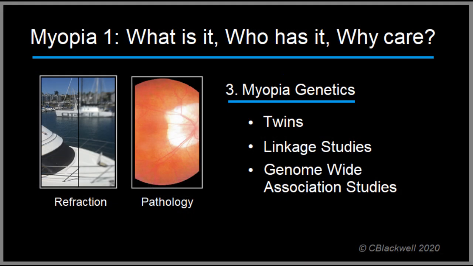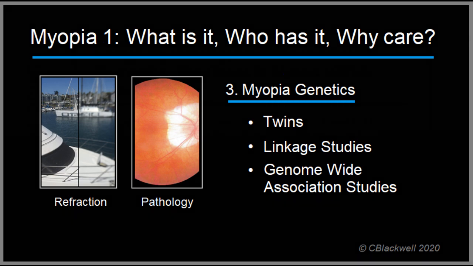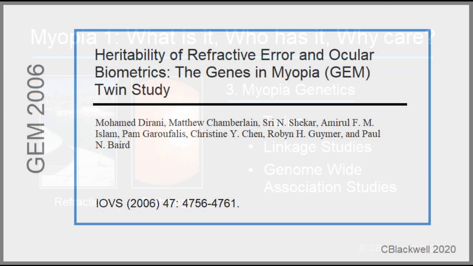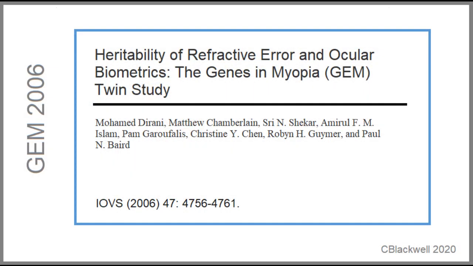That brings us to the big question. Is it genes, or environment, or a combination? Question 1, then, is to what extent do genes control myopia? Traditionally, questions of inheritance have started with twin studies. We take the genes in myopia twin study.